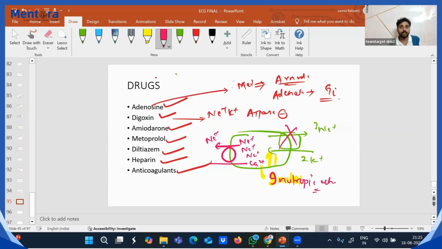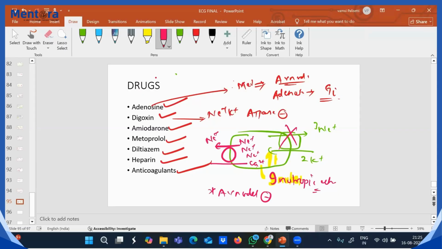Also, apart from this, digoxin has an AV nodal blocking action because it is parasympathomimetic at high doses. That's why it is also used as an AV nodal blocker. I'm not going much into the drugs. Please study digoxin, very important. What is the side effect of digoxin? Hyperkalemia. Digoxin is blocking this channel, so potassium is not going into the cell. Potassium accumulates outside, leading to hyperkalemia. Very, very important.